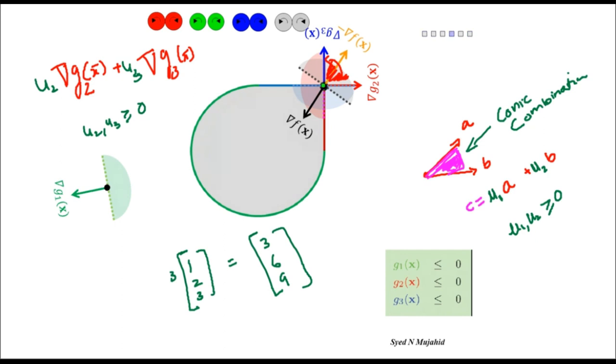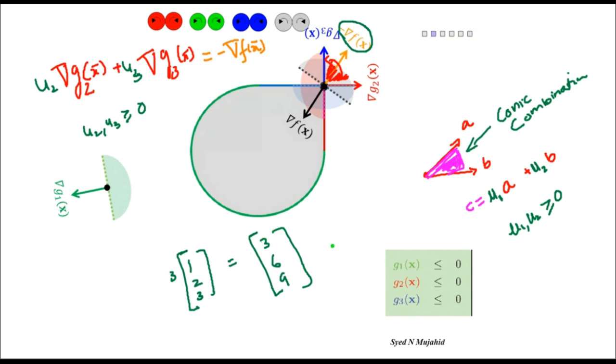And for this point to be optimal, what do you want? You want that one of the vectors should be the negative of the gradient. Okay, so you want all this to be equal to the negative of the gradient. And if you can find such mu2 and mu3 such that this is true, then you know that the point x bar is a local minimum. Why? Because there is no improving as well as feasible direction. Okay guys, so you got this idea.